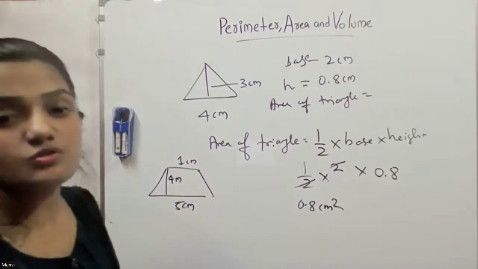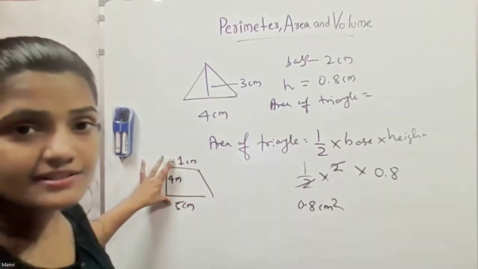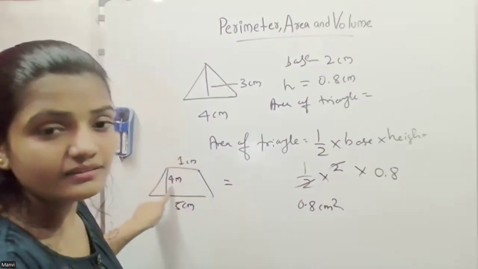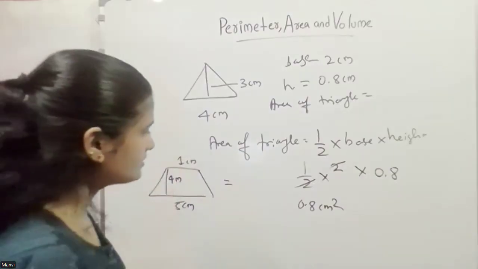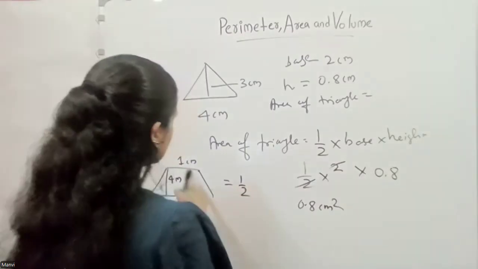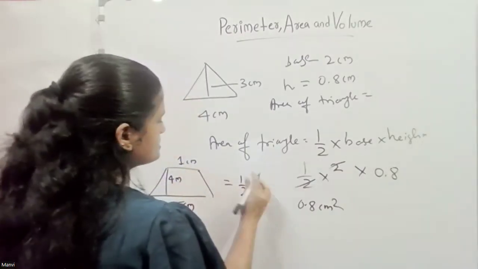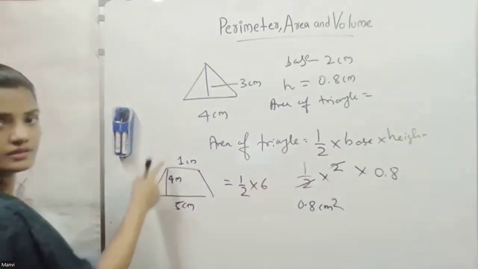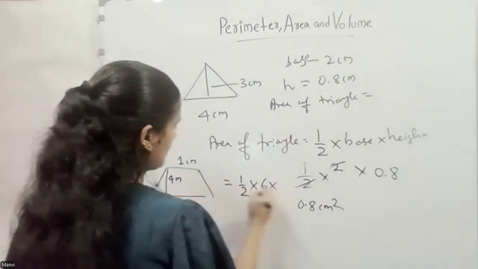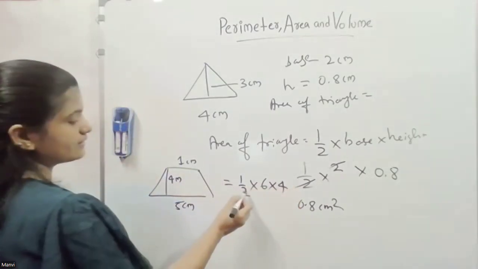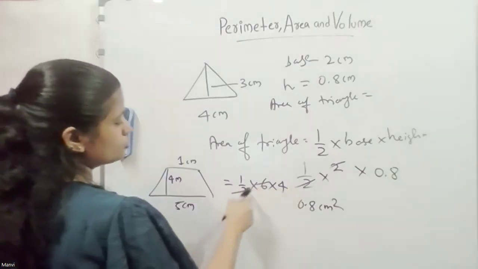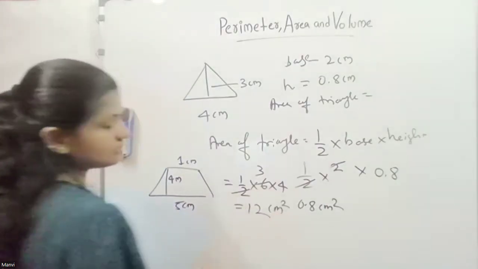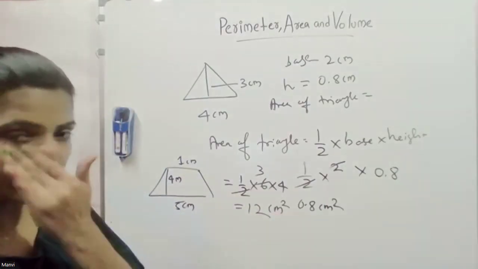So area of trapezium is what? Half, then sum of parallel sides, times with height. So this is half. Sum of parallel sides means 5 plus 1, which is 6. And then times with height, which is 4. So we can cancel this 2 with this 6 because this 2 goes into 6 three times, and 3 times 4 is 12. So answer will be 12 centimeters square. Okay, Kavya?